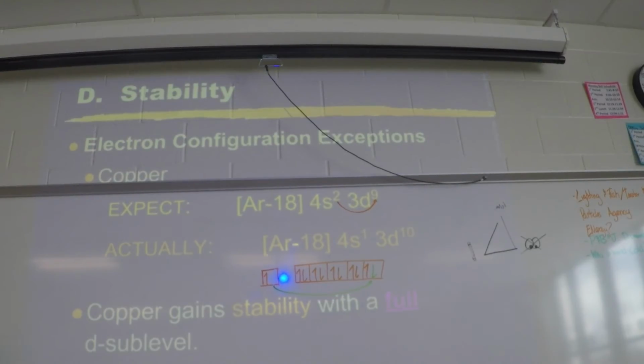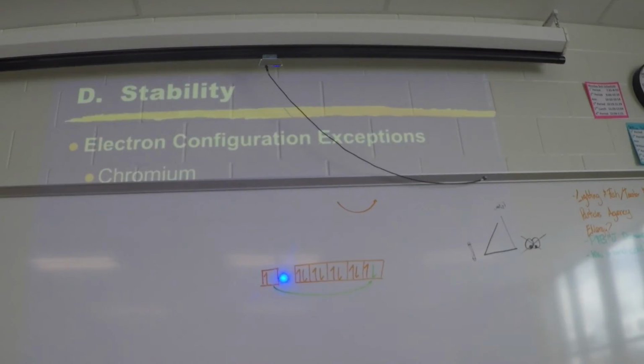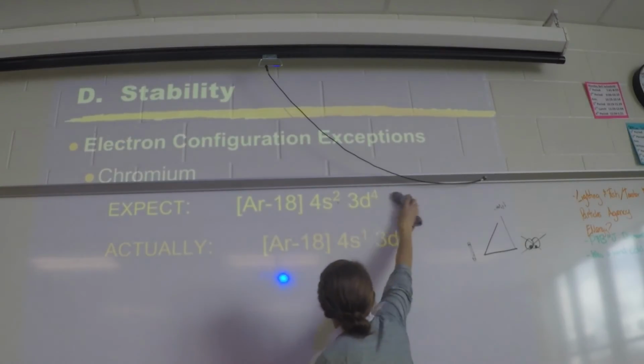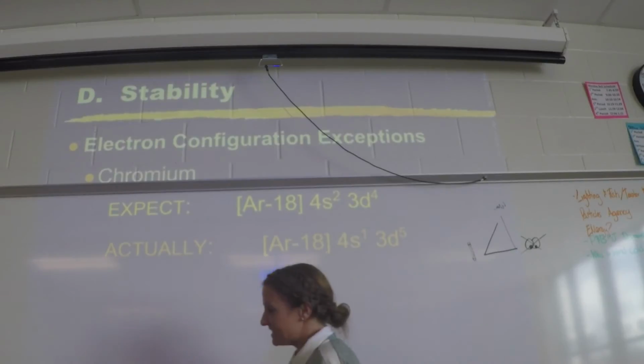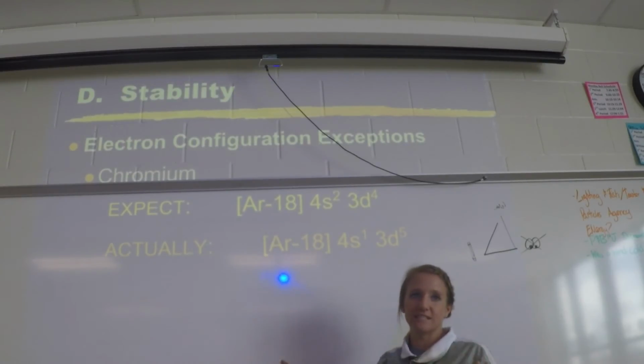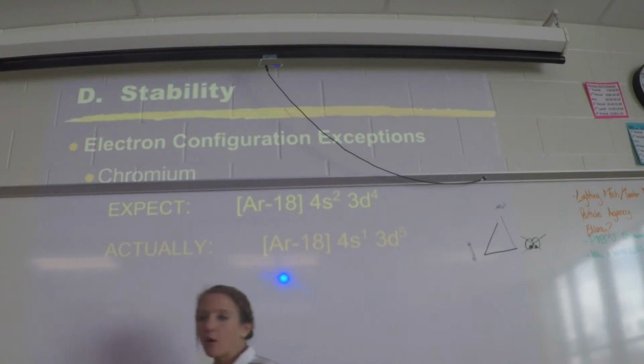All right, ready? So here's what I want you to do. Here's another exception that occurs. With chromium, this is what you would typically write, but this is what we actually get. So with your table, I want you to discuss and see if you can figure out why this is what it does. What is it achieving by shifting that electron around? Okay? 1, 2, 3, talk with your neighbor. What do we think? Go.